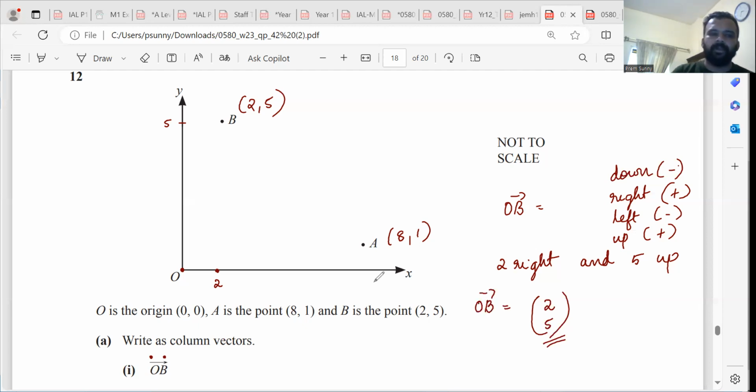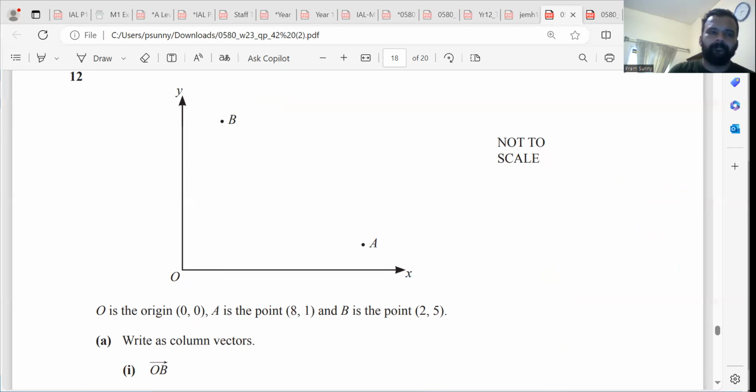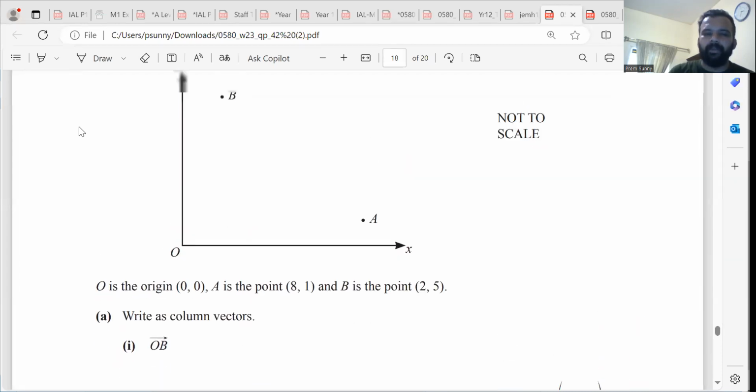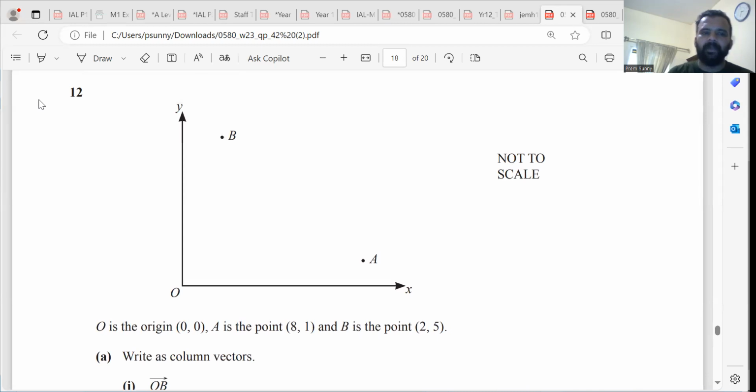Moving on to the next one. Second part of this question is to find the vector AB. Vector AB means starting point is A, ending point is B. So starting point is this A and ending point is B. I need to find the best possible route starting from A and ending at B, and we can only move horizontally or vertically.